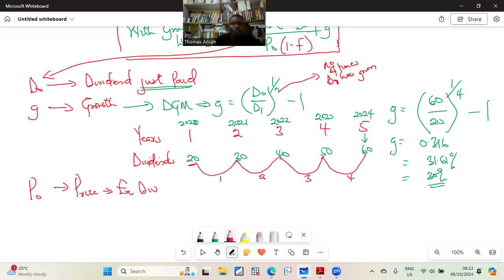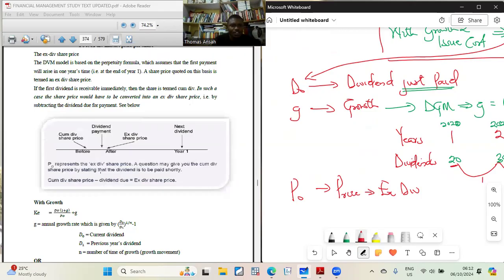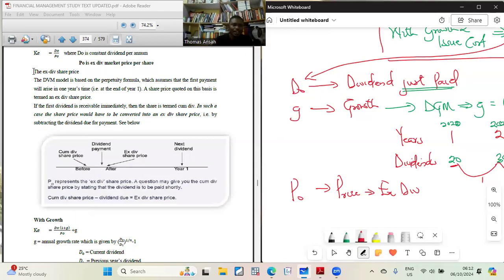What do we mean by that? Ex-div means that we have already paid the dividend that should be paid. This is the understanding you need to have. The share price should be an ex-div share price. Why? Because the dividend growth model is based on the perpetuity formula, and in the perpetuity formula, dividends are paid at the end of each year. A share price quoted on this basis is termed ex-div.